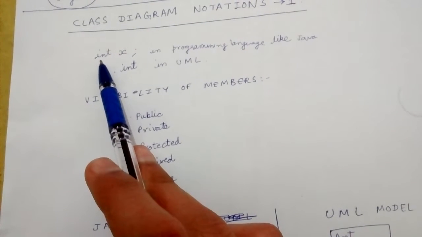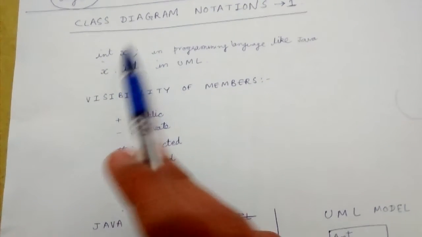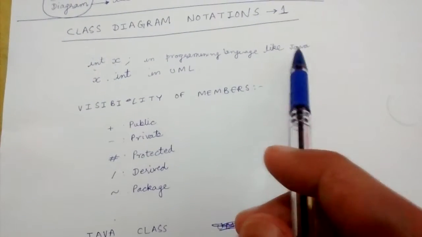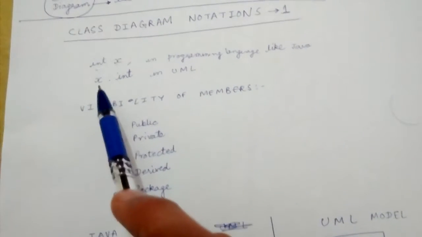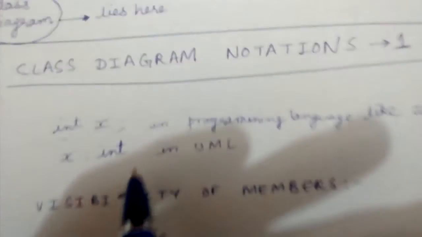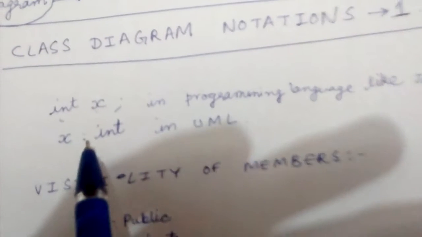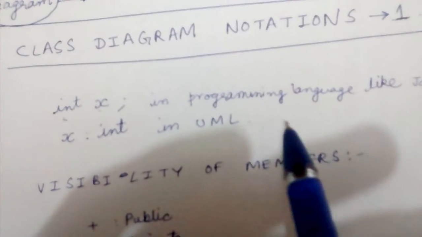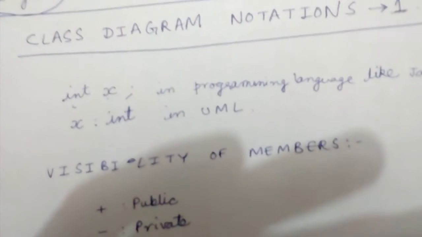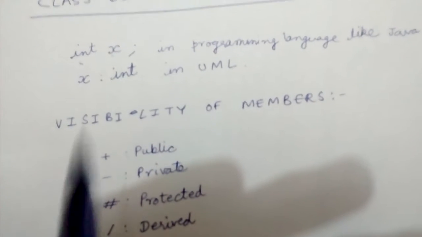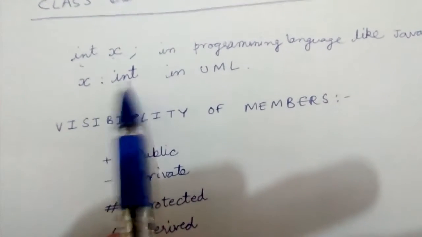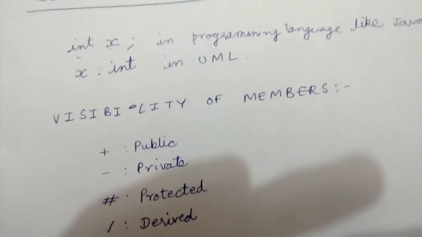If we write a variable int x in some programming language like C++ or Java, we write it like x colon int in UML. So the variable name, then a colon, and then its data type.